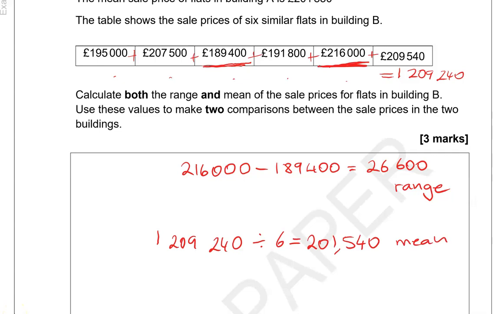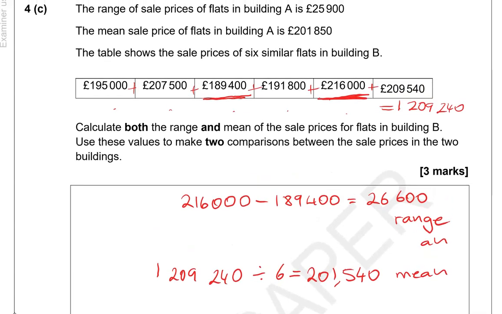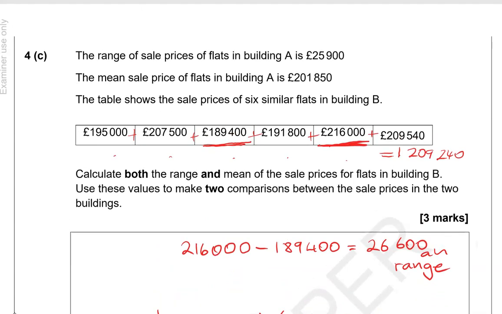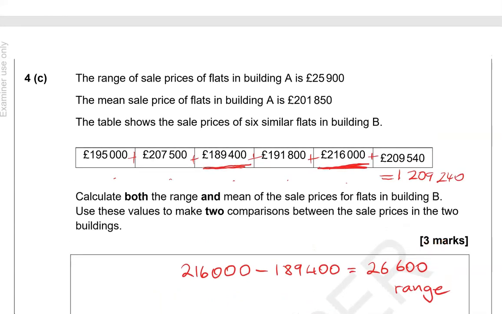Now comparing them together, let's look at the range. We've got the range of the sale prices of flats in Building A, that is 25,900, whereas in Building B, that is 26,600. So this is a lower range. So we're going to say that the sale prices of flats in Building A are more consistent.